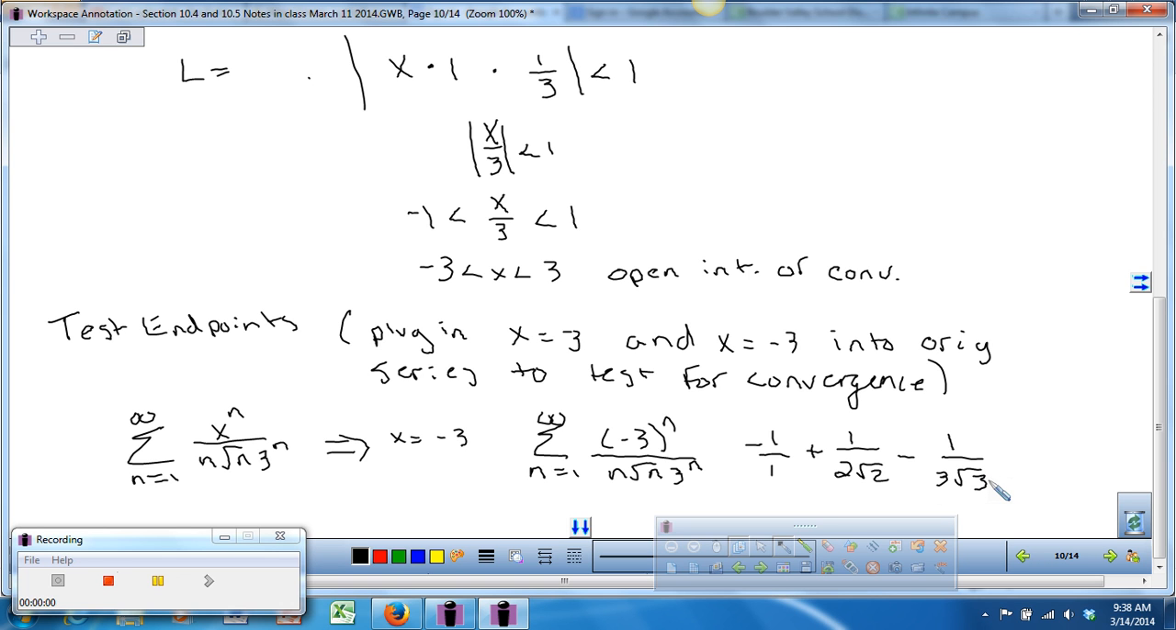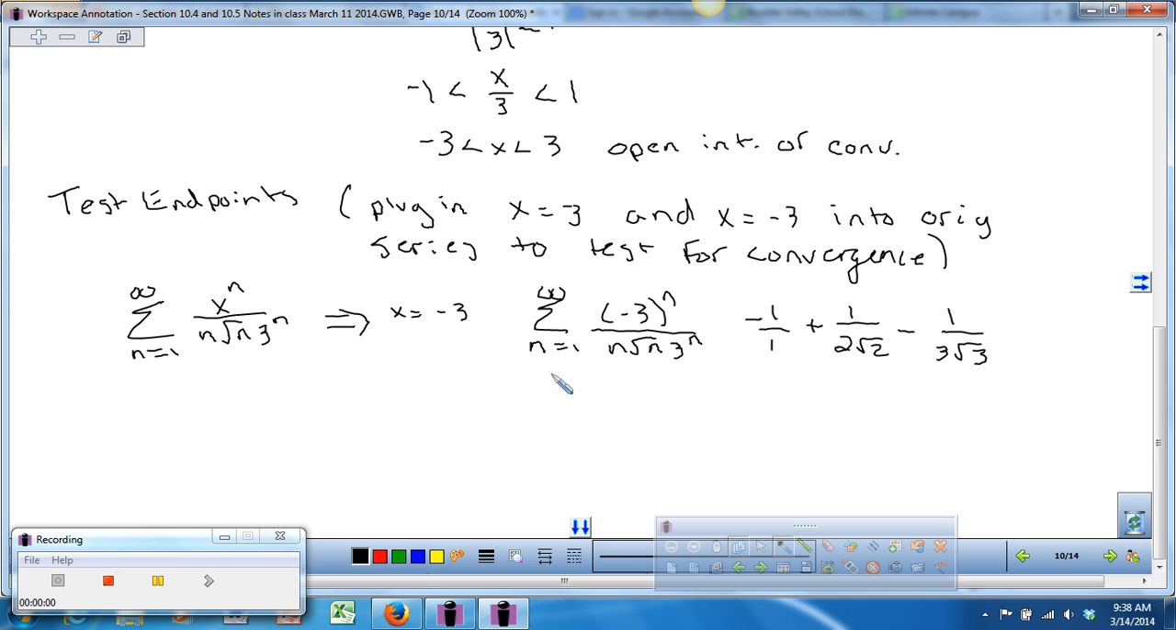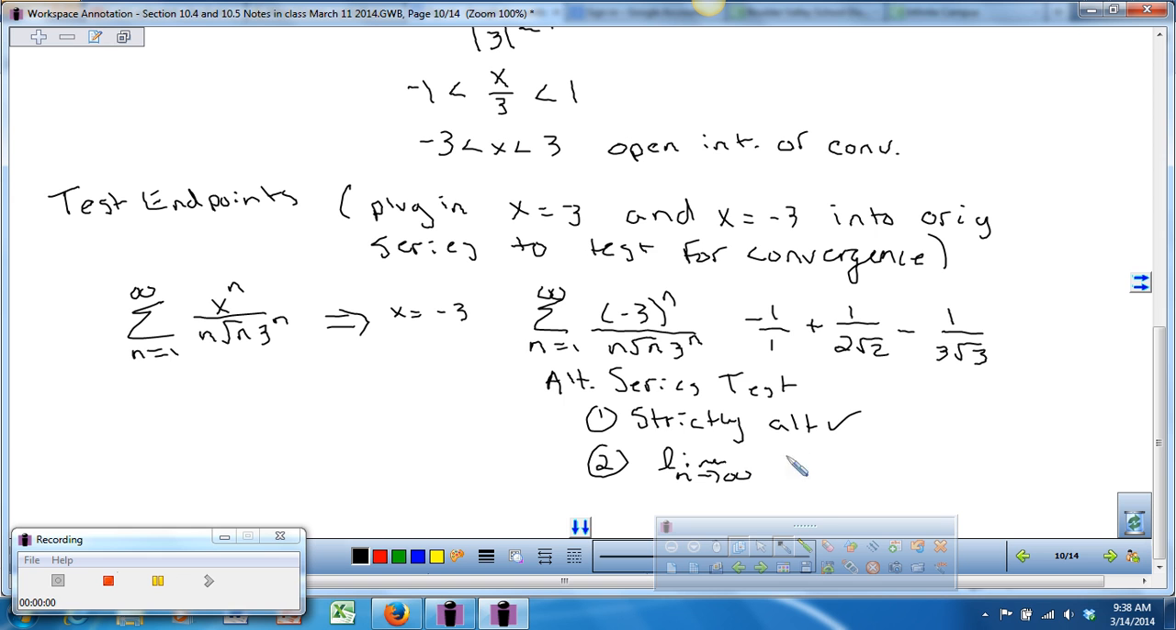So now we need to determine if that converges or diverges. What jumps out at you? Alternating. It is an alternating series, so let's use the alternating series test. First off, strictly alternating? Check. Second, the limit as n goes to infinity of the absolute value of our a sub n, what would that be?